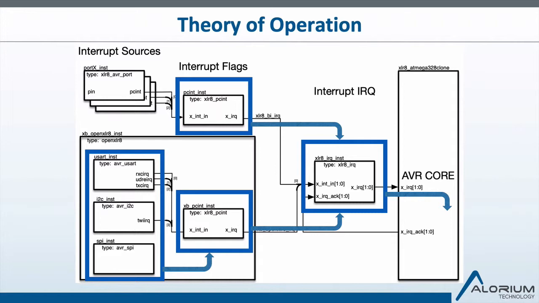Once that IRQ is selected to be serviced, the AVR core will send an acknowledge back to the XLR8 IRQ module, which will then block the IRQ being sent to the AVR core to prevent multiple interrupts from a single source.